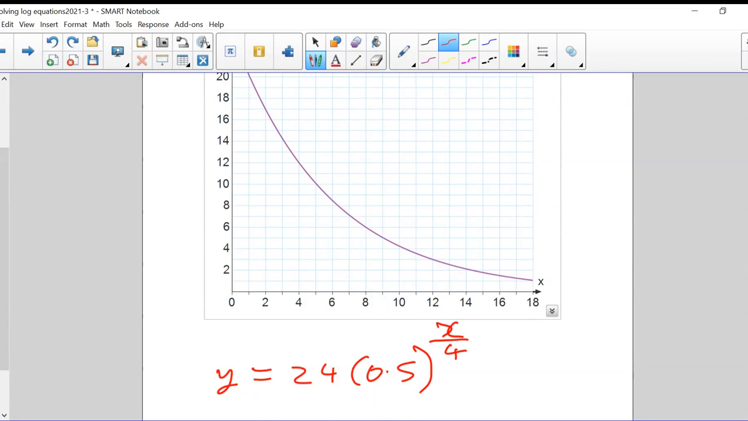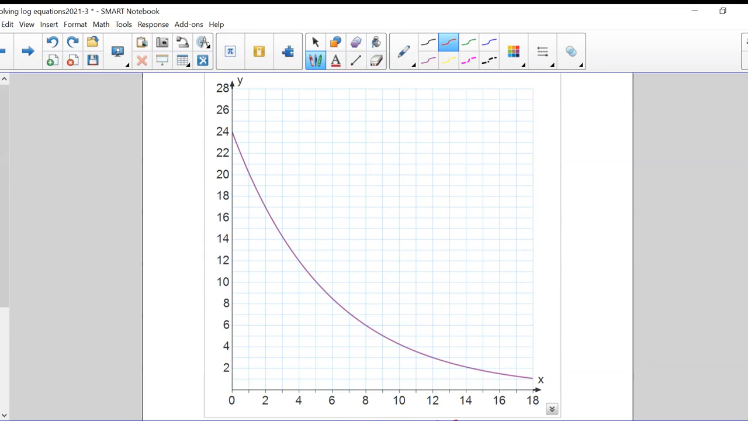Well, let's see if that makes sense. Is a half-life of 4 reasonable? It starts off at 24. That's his initial value. Let's go down to 12. Let's read across and down. It does in fact look like 4.